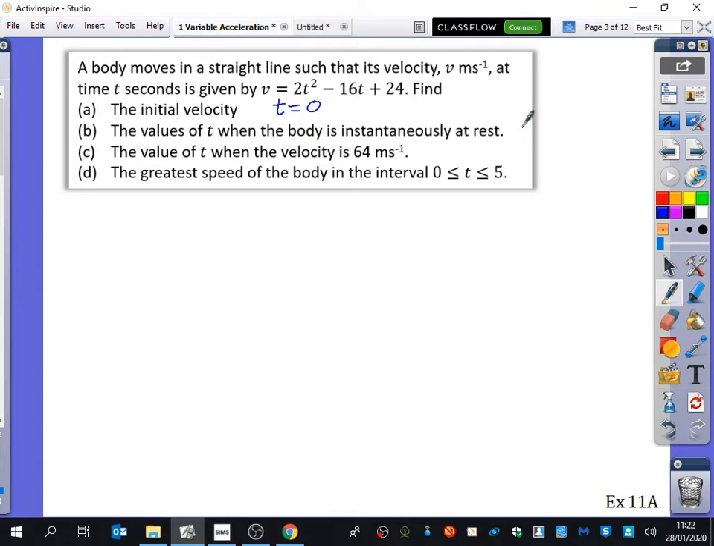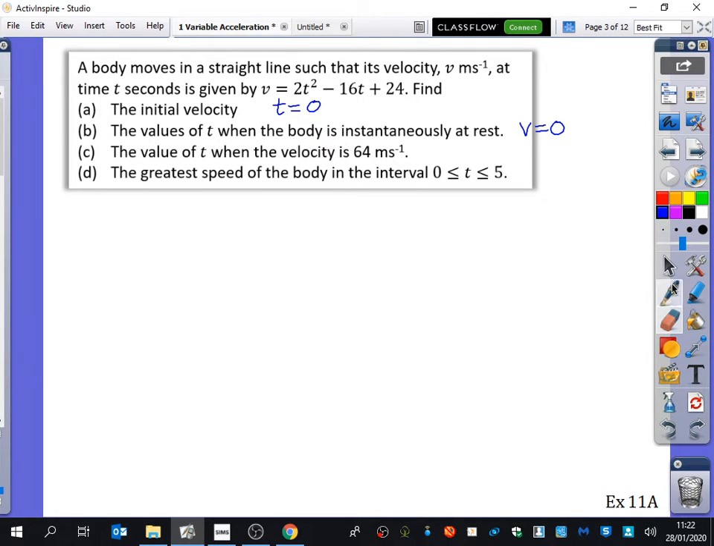V is 0. Now, this word instantaneously means that it might not come to rest and then sit there for a while. It might mean a bit like when we threw a ball in the air and the ball gets to the top and then comes back down again. At the top, we would say it's instantaneously at rest. It's at rest just for a moment. You remember that video of me throwing the rock up in the air? Even though it wasn't staying at rest at the top, it rested there for an instant. That's why we say instantaneously at rest.